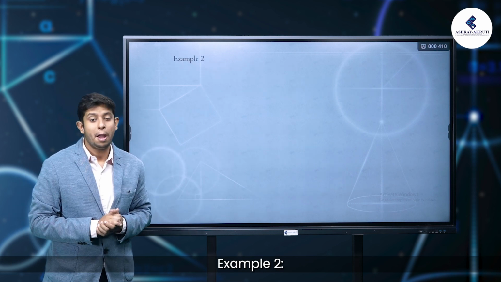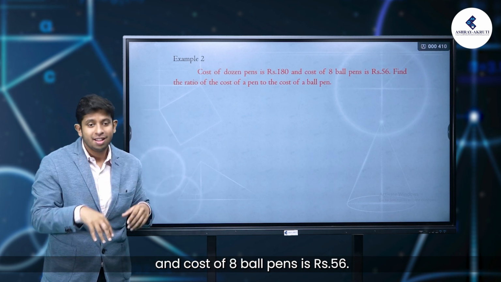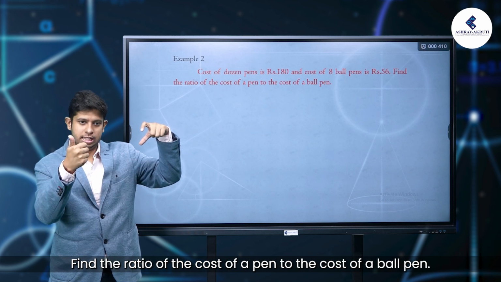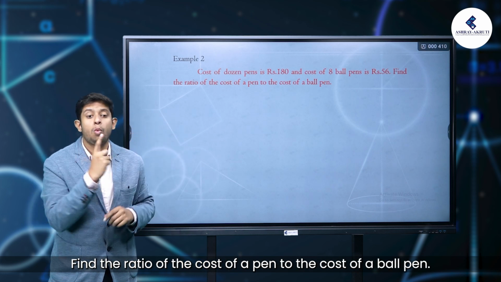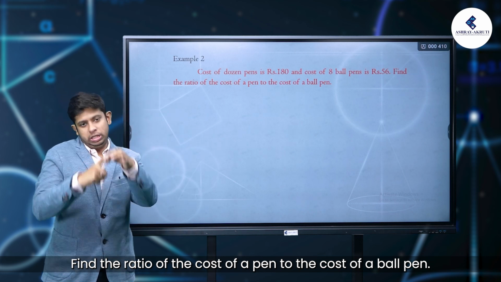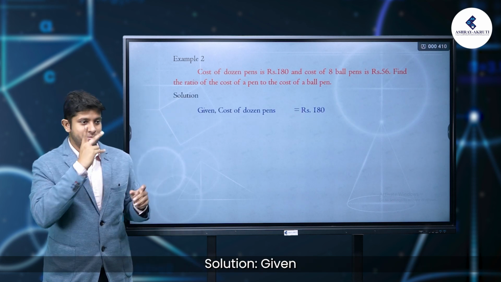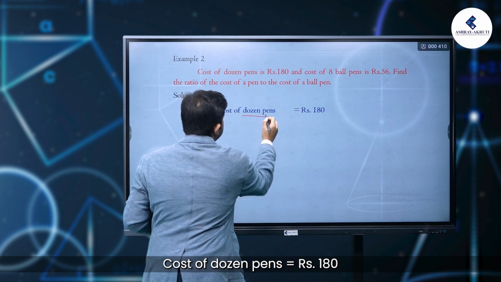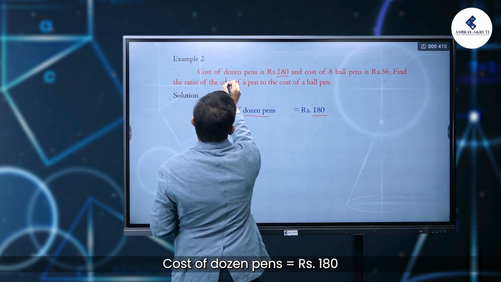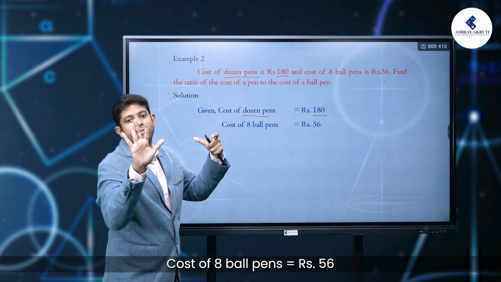Example 2. Cost of dozen pens is rupees 180 and cost of 8 ball pens is rupees 56. Find the ratio of the cost of a pen to the cost of a ball pen. Solution. Given, cost of dozen pens is equal to rupees 180. Cost of 8 ball pens is equal to rupees 56.